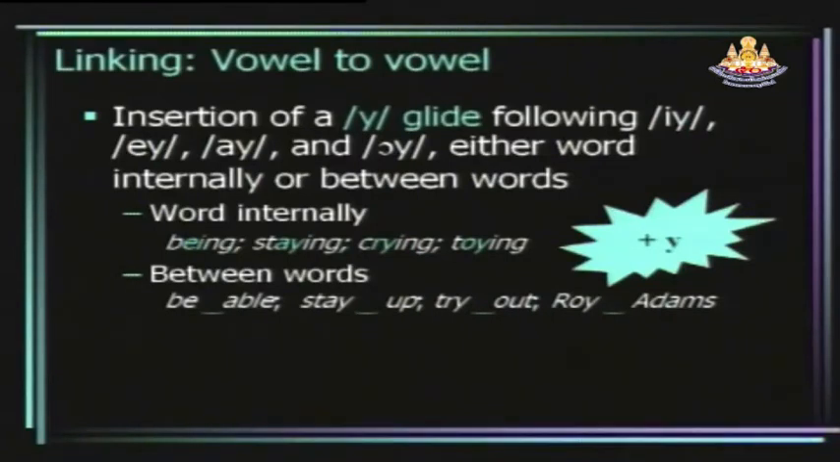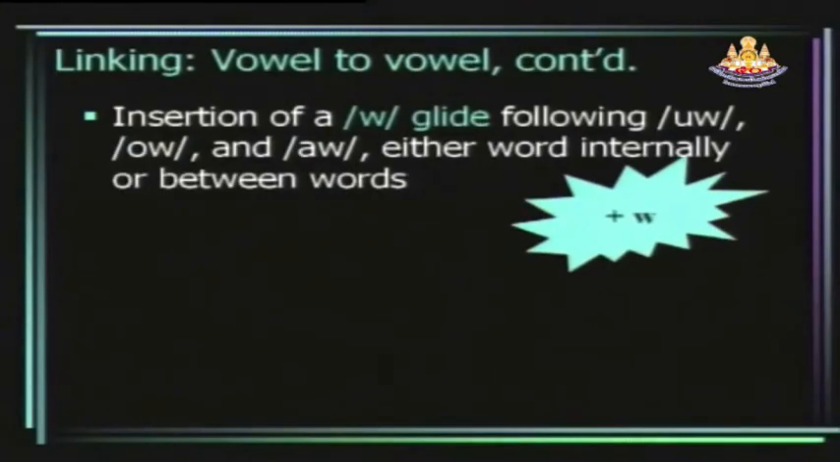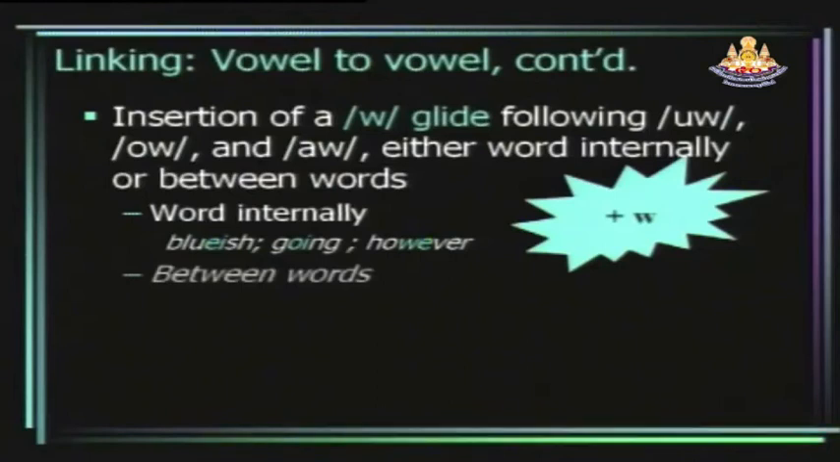Exactly the same idea, but here when we have a back vowel like oo, o, ow, we link with W, both word internally and between words. So some examples inside the word: bluish, going, however, and between words: do it, go away, now is. These are examples of linking with W. It happens almost naturally between two words, one ending with a vowel, the other beginning with a vowel.